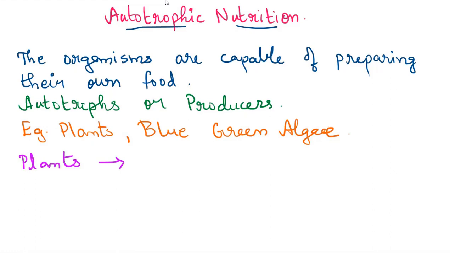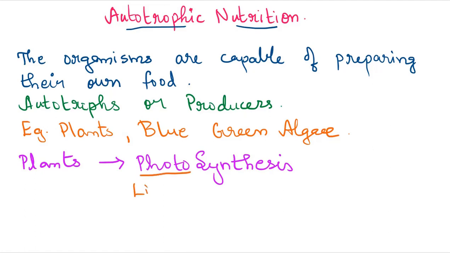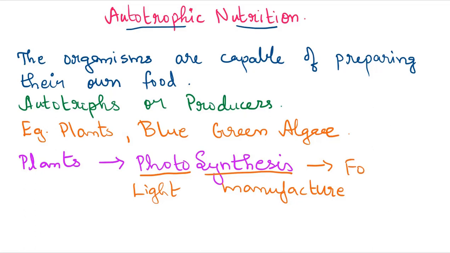The process by which plants prepare their own food is called photosynthesis. The word photo refers to light, and synthesis refers to manufacture or synthesizing something. In this case, it is going to be the food, so photosynthesis can be defined as manufacture of food in the presence of light.